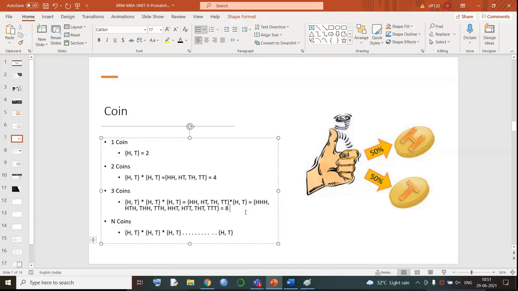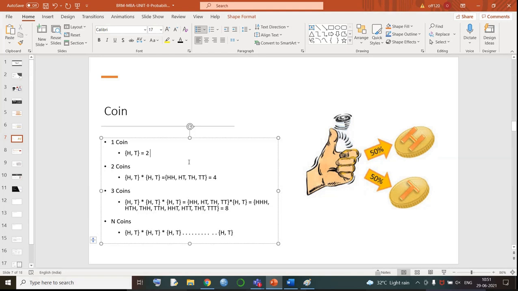So what is the pattern that we are getting out of this? These are all called the total number of exhaustive cases. The values which are there in the brackets are called the sample space. And the value which defines this outcome count is called the total number of exhaustive cases.